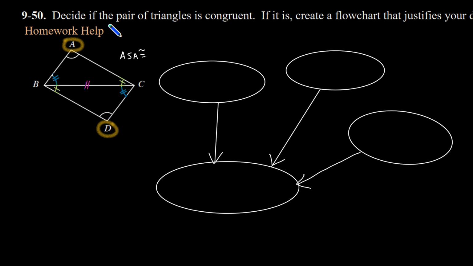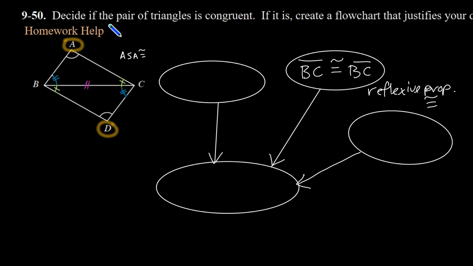So the first statement I'm going to write, and I'll write this in the middle oval here, is that segment BC is congruent to segment BC. Right? That's the one that they share. And the reason for this is the reflexive property. And it's the reflexive property for congruent segments, to be clear. Okay, that's great. What do we have next?